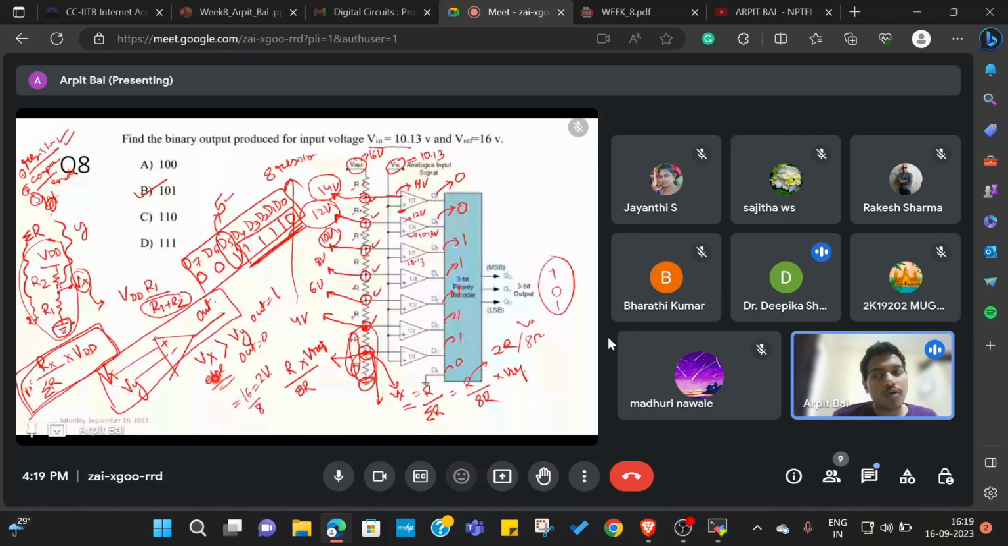So the output of the comparator will be 1 only when Vx is greater than Vy. Correct? This logic we are going to use in our flash ADC. Now I have connected my Vy, the inverting terminal, to the reference voltages that have been generated.